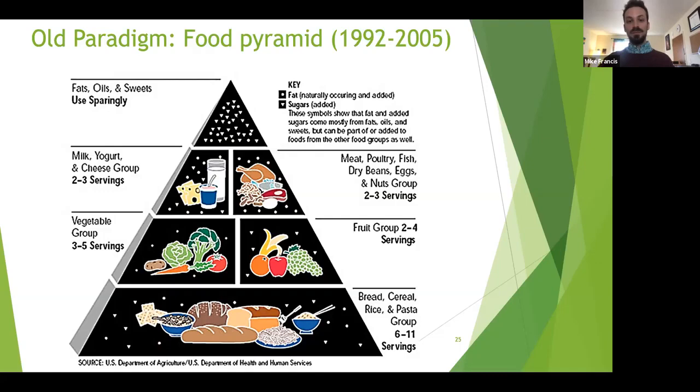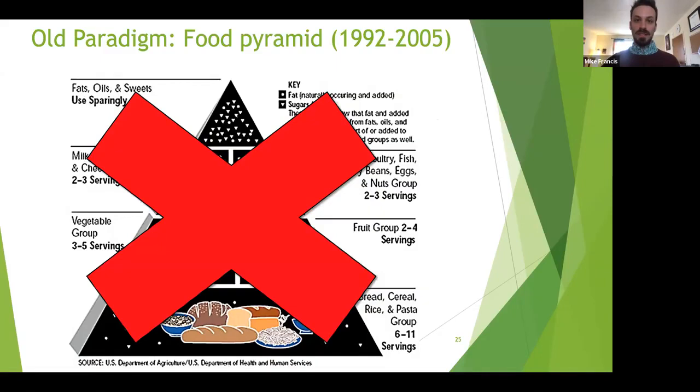We used to have this paradigm called the food pyramid, where basically the things you eat the most of are bread, cereal, rice, and pasta. Then you can eat about three servings of fruits and vegetables, and a little bit less protein and dairy. And then up here is added fats and sweets. So this is the old paradigm, and from what we know now, we can say that this is completely wrong.